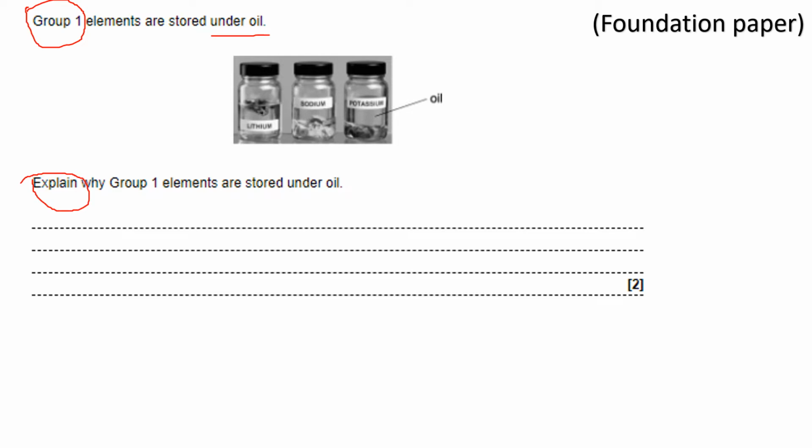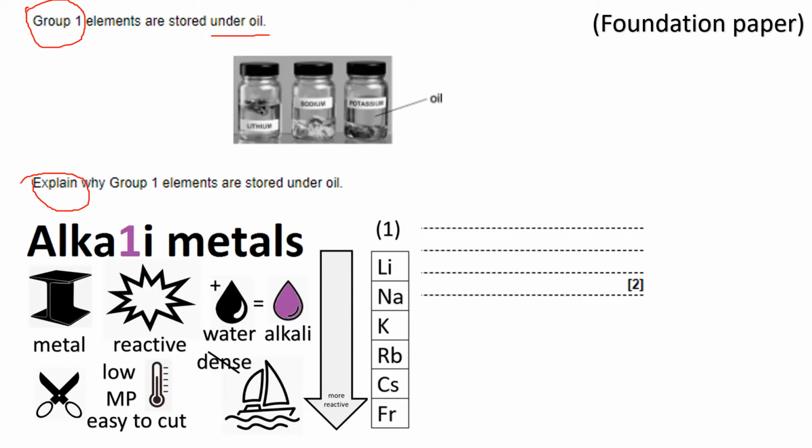Explain why group 1 elements are stored under oil. Now that word there, explain, tells you this is going to be a longer answer question. You're not going to write 2 words. You need to give a reason why group 1 elements are stored under oil. Well, let's remember what we know about alkali metals, group 1.